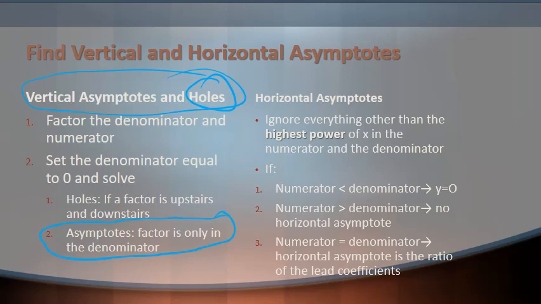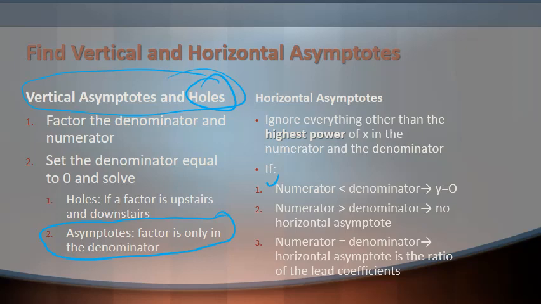Now, a horizontal asymptote is a restriction in the range, and these can be created as we consider the lead coefficient, or the variable with the highest power. We're looking at both the numerator and the denominator for the variable raised to the highest power in each of those. And if the highest power of the numerator is less than the denominator, then the horizontal asymptote is going to be at y equals 0.